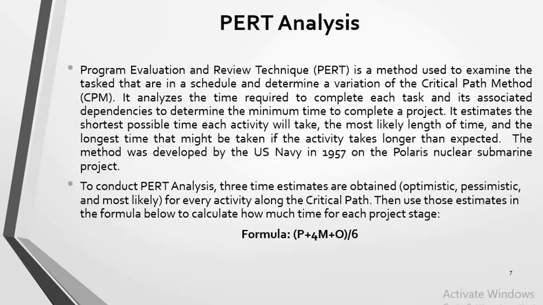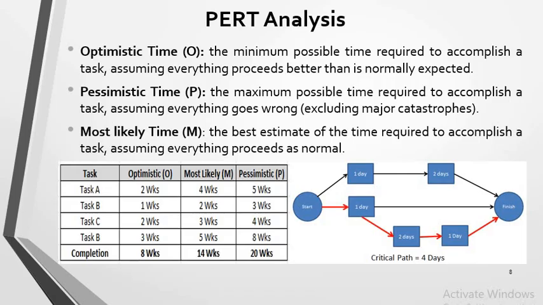For example, in here we see, first, optimistic time is the minimum possible time required to accomplish a task, assuming everything proceeds better than normally expected. Then comes the pessimistic time, P, the maximum possible time required to accomplish a task, assuming everything goes wrong. And most likely time is the best estimate for time required to accomplish the task, assuming everything proceeds as normal.